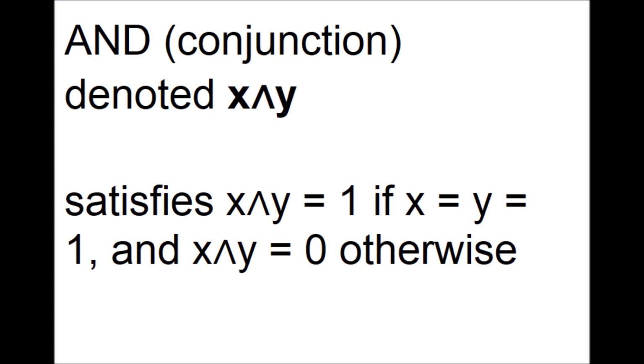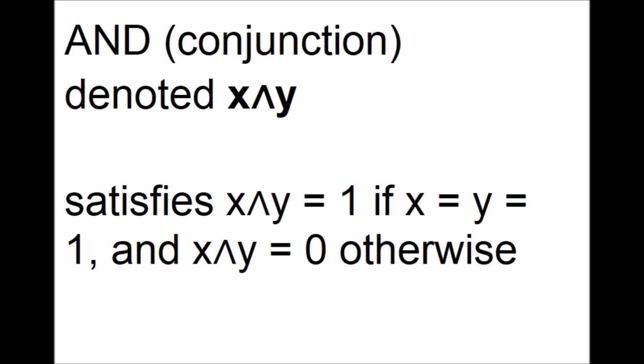Imagine that instead of true or false, we have love or does not love. For example, x equals 1 means x loves. y equals 1 means y loves. x and y means x and y love each other. And they will love each other only if x loves y, that is x equals 1, and y loves x, that is y equals 1.